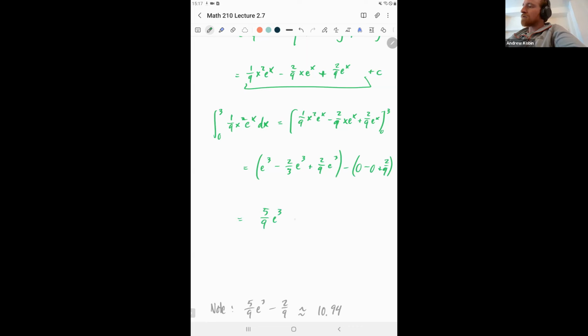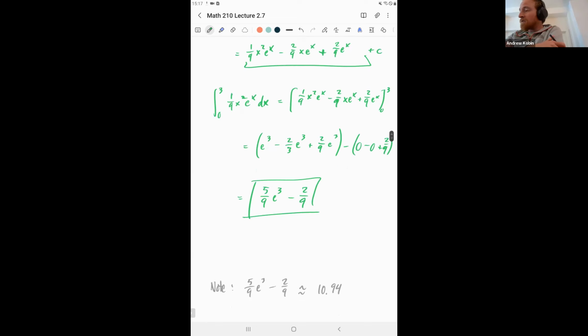And then we're also left with the minus 2/9. So this is the expected value of the new variable e to the capital X. And just for a gut check, the expected value of this variable is 10.94, which at first glance is alarming since the original interval of outcomes was 0 to 3. But remember that our new variable is e raised to those values.